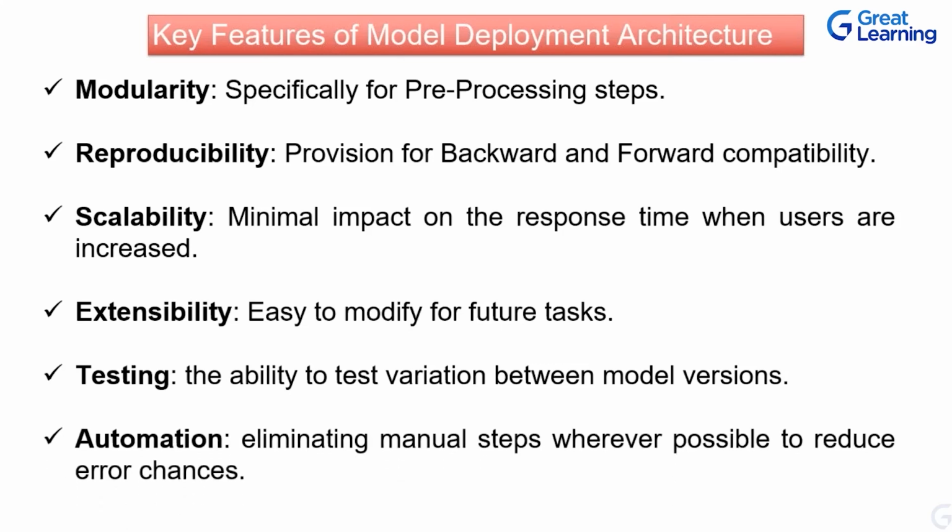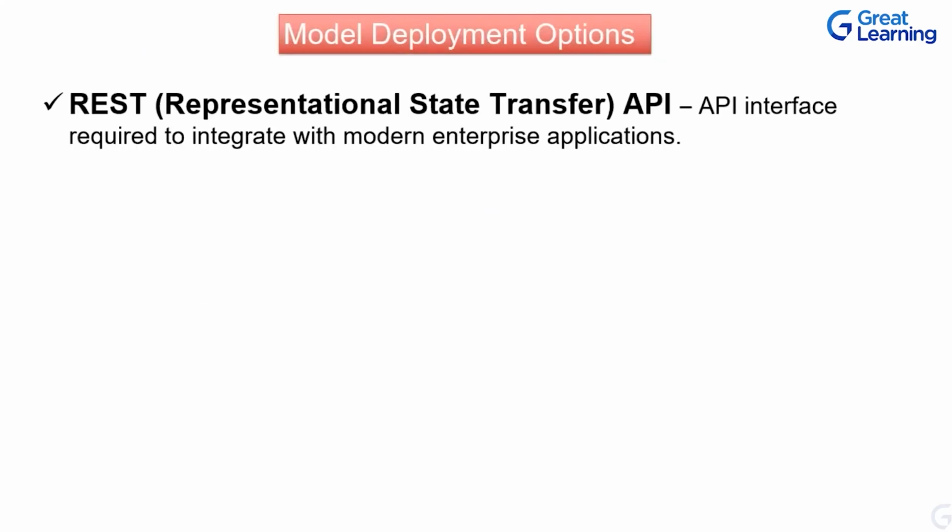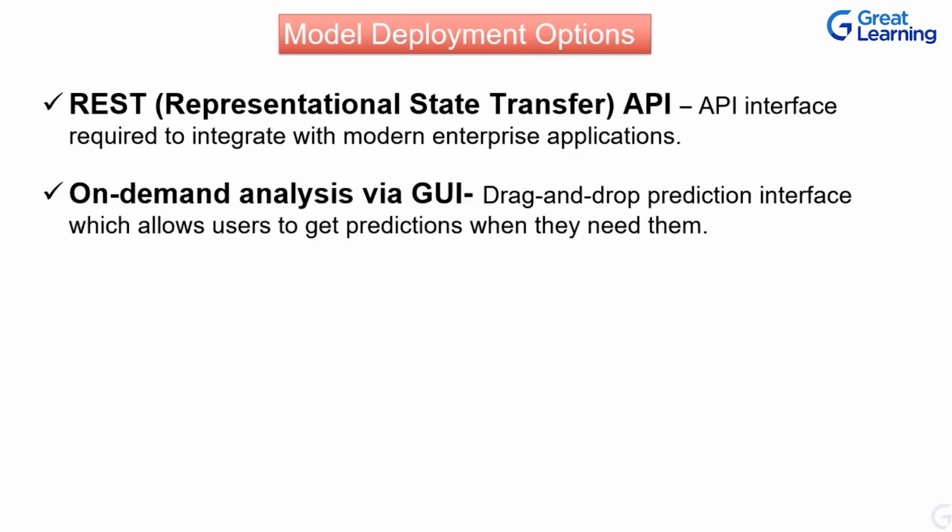Automation, this is eliminating the manual tasks. So what is REST? This is a representational state transfer API, which, as I said, an API is an application programming interface, which is used to integrate the user input which you are taking with the available enterprise application.